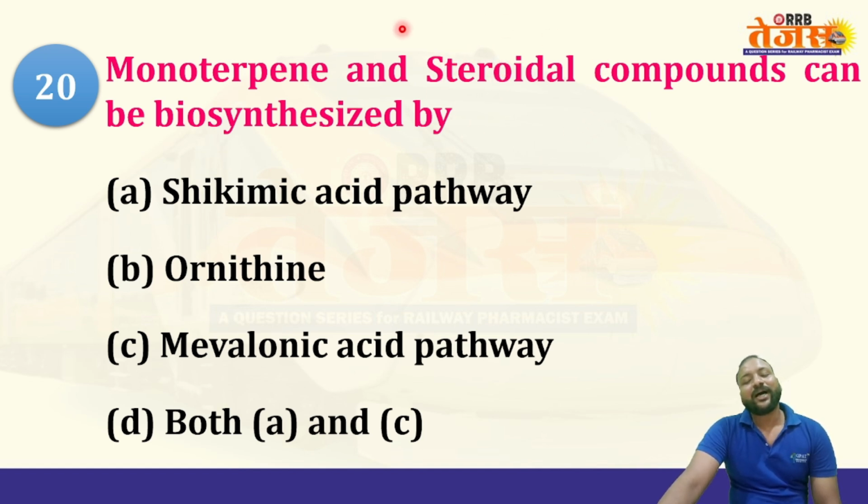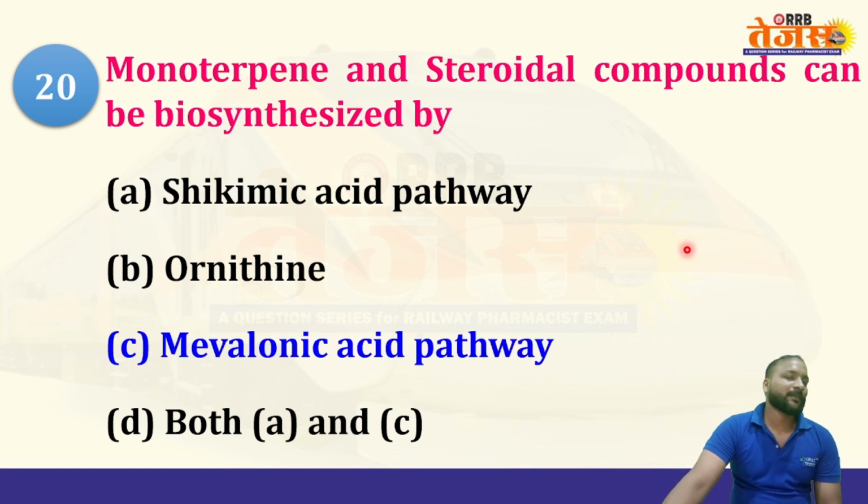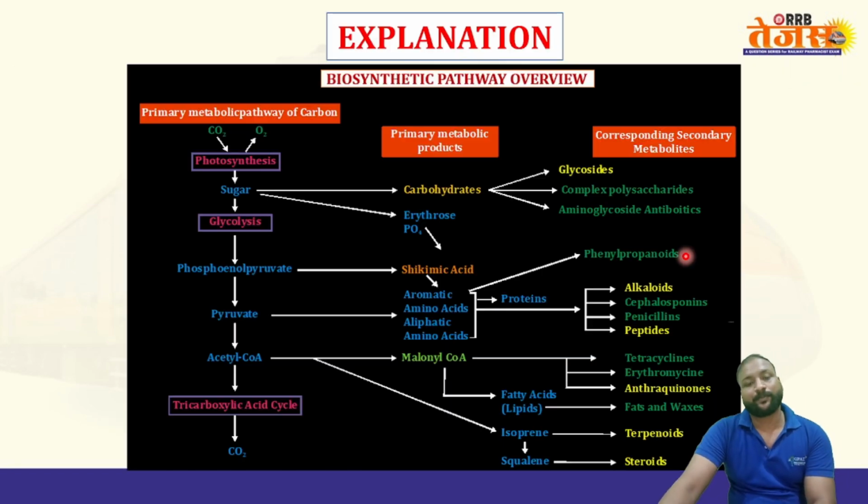In which pathway are steroidal compounds synthesized? Yes, in the mevalonic acid pathway. It is also known as the isoprenoid pathway, terpenoid, steroid.